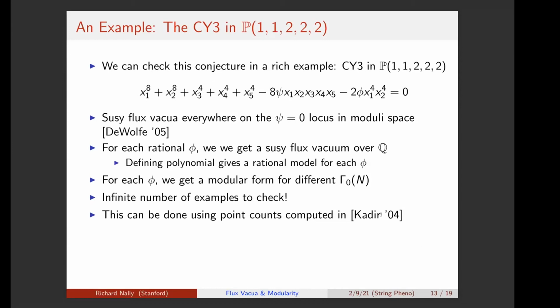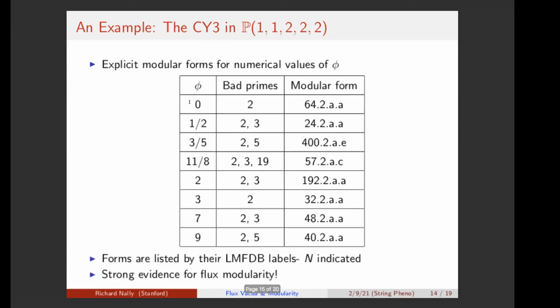And so the hard part is doing the point counts, but fortunately in this example, the point counts were already done by a mathematician. So we can use the known point counts and look for the Fourier coefficients of weight 2 modular forms. And so you can do that, and it works.